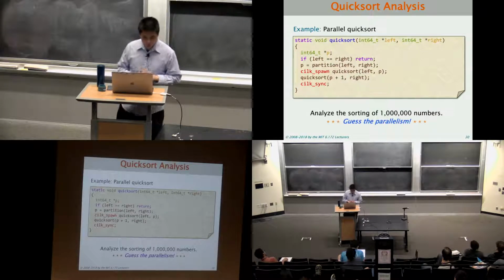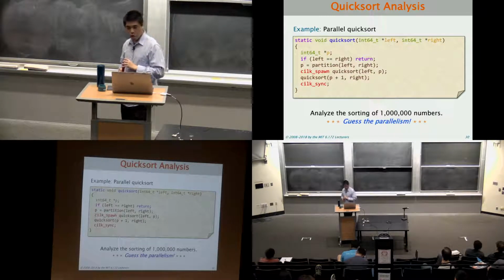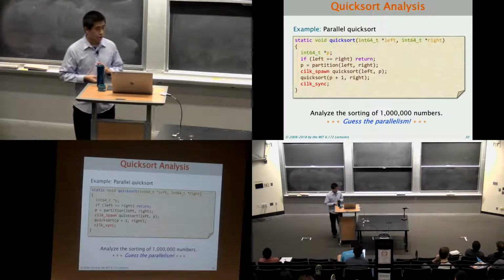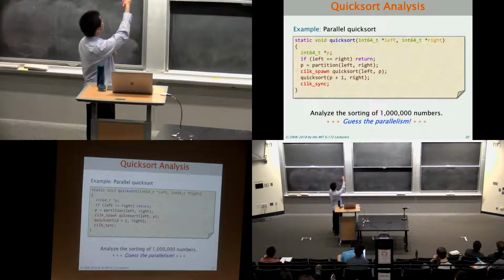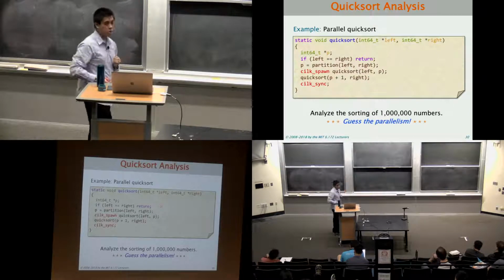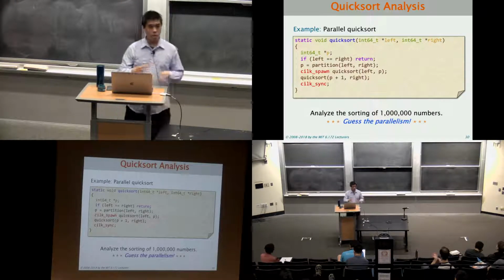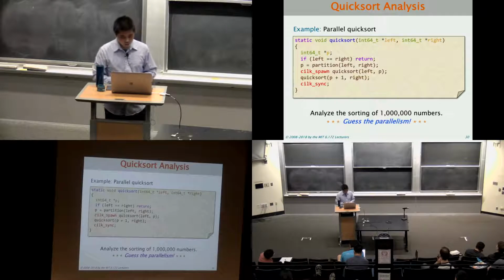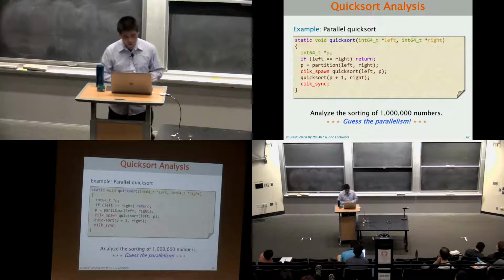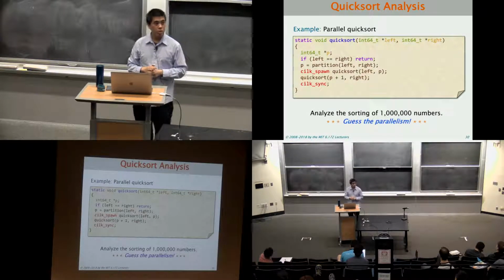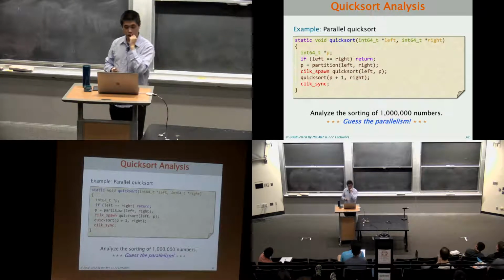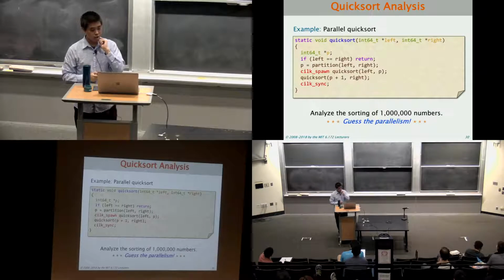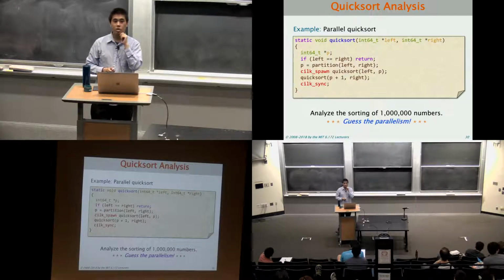All right, so let's say we wanted to sort 1 million numbers with this quicksort algorithm. And let's also assume that the partition function here is written sequentially. So you have to go through all the elements one by one. Can anyone guess what the parallelism is in this computation? So the guess was 1 million. Any other guesses?